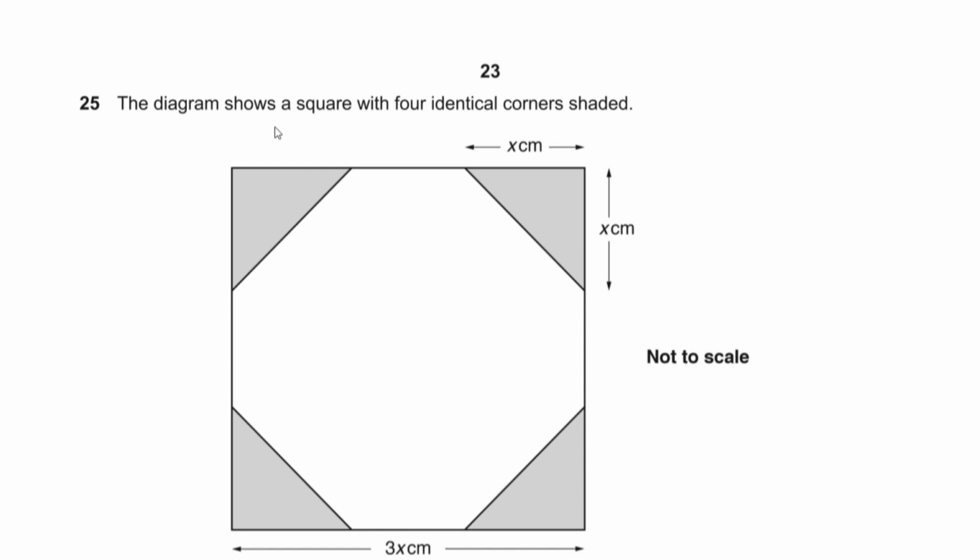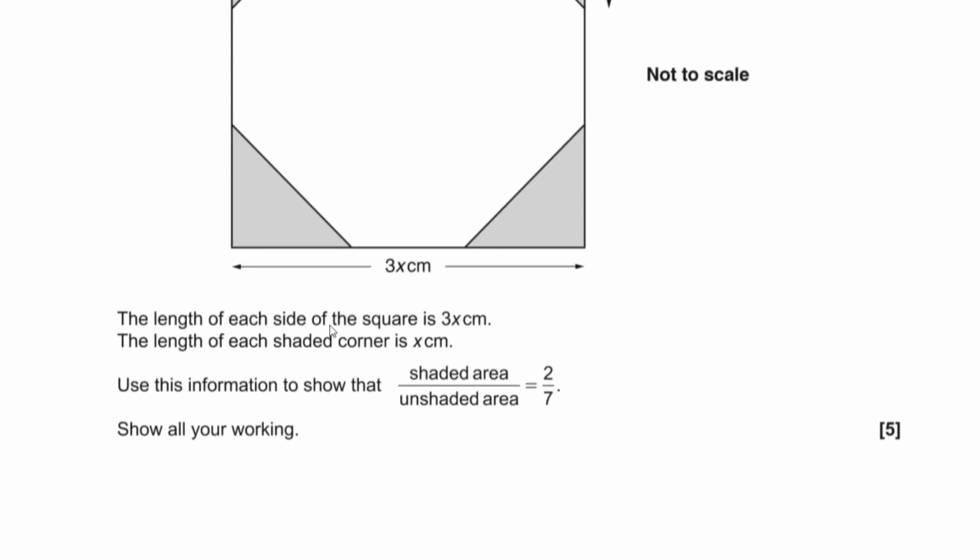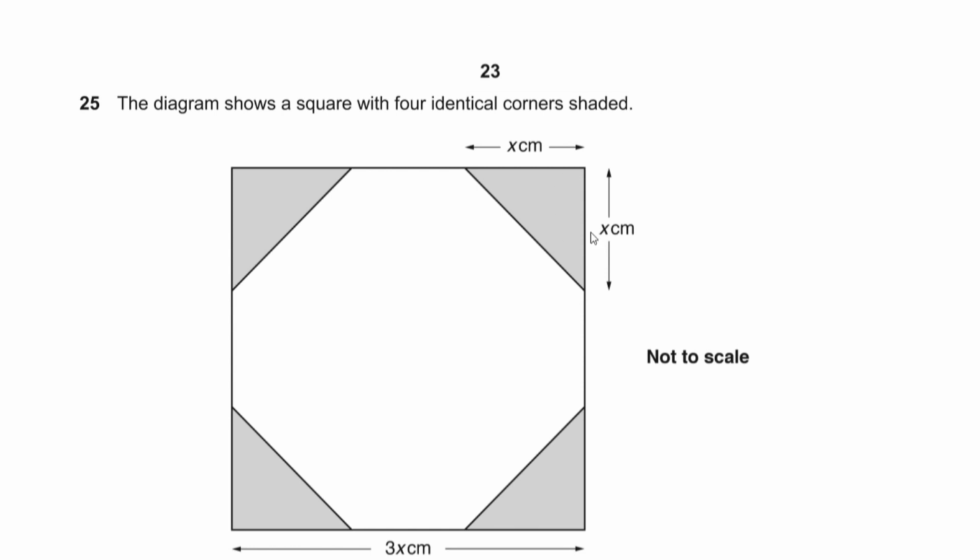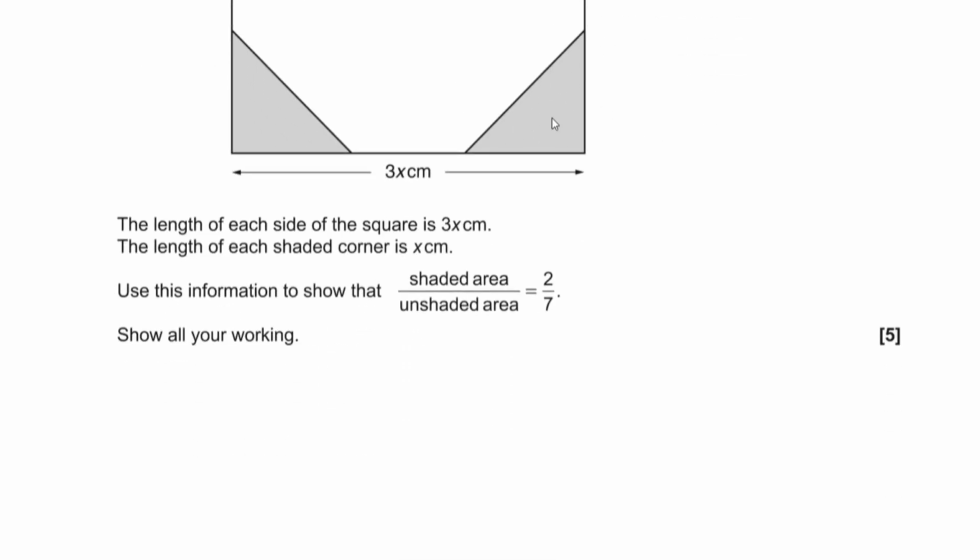Question 25. The diagram shows a square with 4 identical corners shaded. The length of each side of the square is 3x centimeters. The length of each shaded corner is x centimeters. We have to use this information to show that the ratio of the shaded area to the unshaded area is 2/7. Show all your working. So first thing we can do is find out the area of one of these triangles.